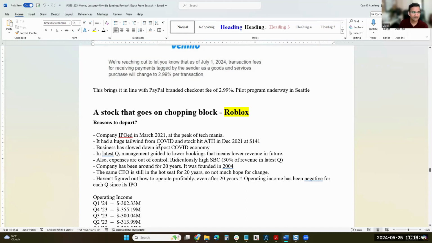Post-COVID, business has slowed down. In the latest quarterly results, which happened like 2 weeks ago, management guided to lower bookings. That means in the future, there's going to be lower revenue. All that is fine. There are many COVID darlings that are now going through a post-COVID depression in the stock prices as well as business. But what I don't like is expenses are still out of control. 30% of revenue is being given as stock-based compensation to employees. How about some economic austerity, guys?